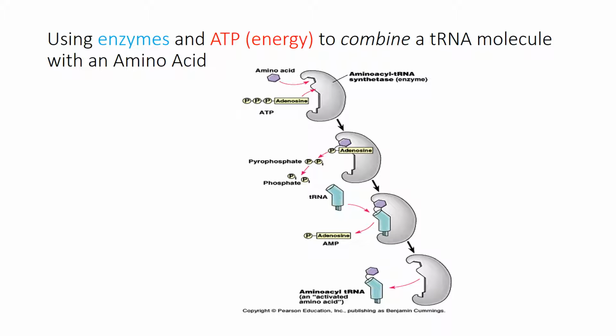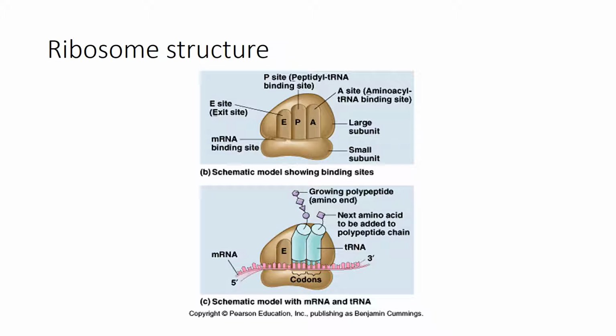This is a building process. We're forming a bond that is anabolic. So remember, anabolic processes are endergonic, which means they require energy. Where is the energy coming from? It's coming from ATP. So I just wanted to show you how the transfer RNAs are replenished once they have delivered their amino acid to the ribosome. Here's our ribosome structure.